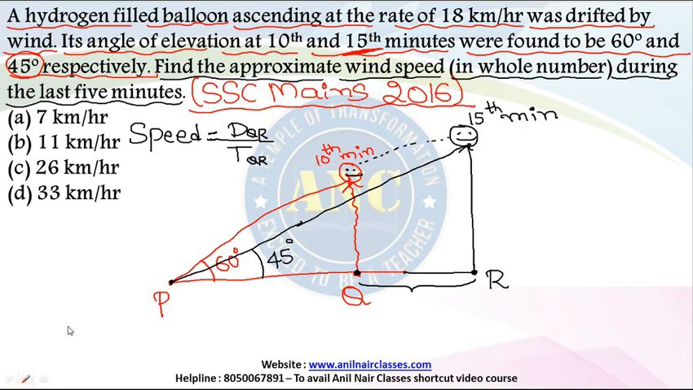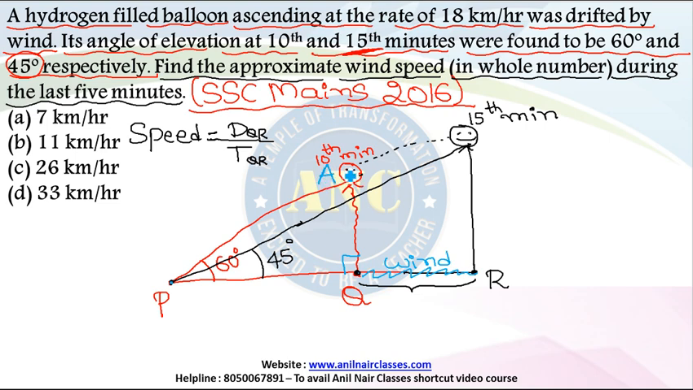Now, listen to this carefully. From Q to R, wind is blowing like this, and because of the wind, the balloon is moving away and also moving upward. So the 10th minute position is Q, the 15th minute position is R. Take the height which I have drawn in the diagram. Now there are two right angle triangles if you observe carefully. The first right angle triangle is triangle PQ and this balloon.